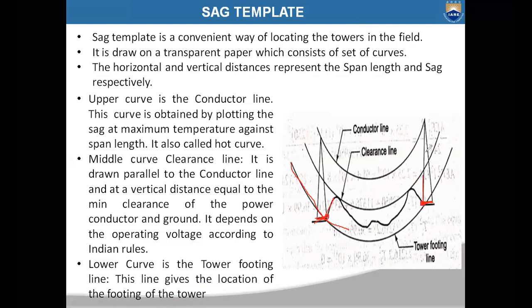So this is your tower, and this tower will have a minimum clearance, and the conductor will be supported at this point. So at what height do you have to place the conductor? If you build a tower such that this will be the intersection point of your conductor line, at this point. Right, understood?